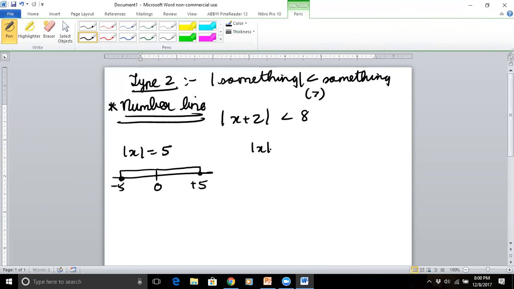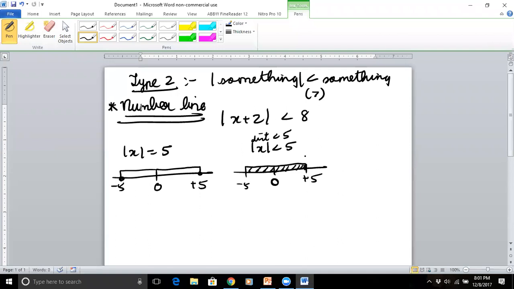But if I change this to mod of x less than 5, and I plot everything on the number line, the origin is still at 0. But this time, we are traveling a distance of less than 5 units. So the boundary conditions are going to be at plus 5 and minus 5. And if I have to travel a distance of less than 5 units, I can travel to any point in between minus 5 and plus 5.